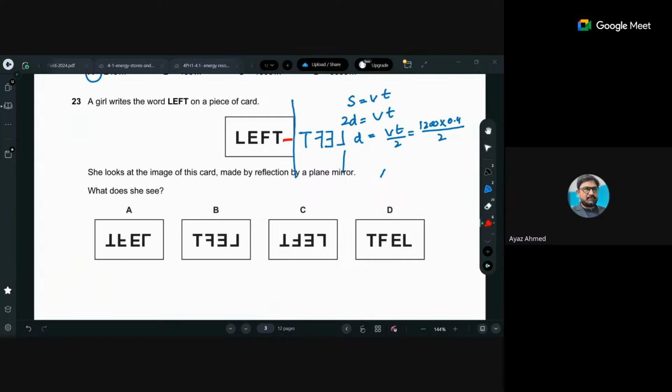Because T is closer to the mirror, it will appear closer. The edge of the F is closer, so the edge of the F will appear closer. Edge of E, edge of E. Edge of L, edge of L. That's it. This is the way. Is it clear to all of you? Yes, sir.